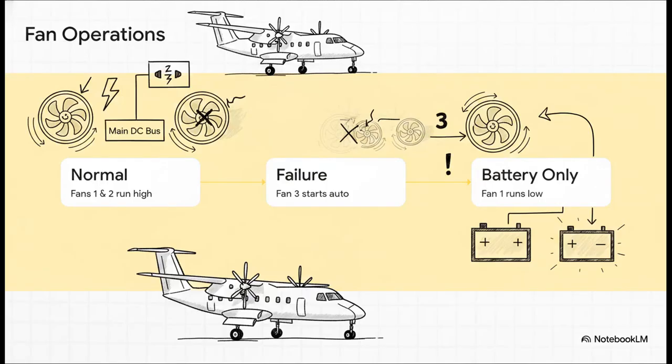Let's look at how they perform as power degrades. Normally, with the main DC bus active, fans 1 and 2 are blasting at high speed. If one fails, fan 3 automatically jumps in. But if things go really south and you're down to just battery power, fan 1 is your lone survivor. It runs on low speed, providing the bare minimum cooling to keep your LCD screens alive.